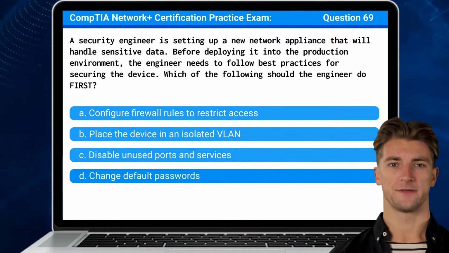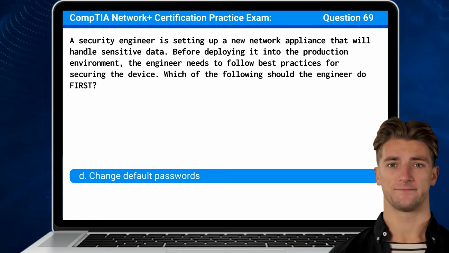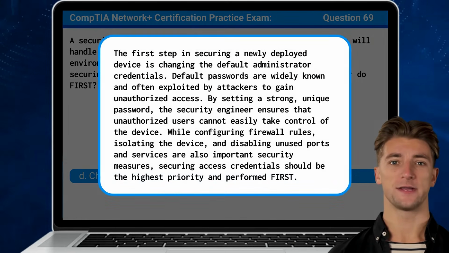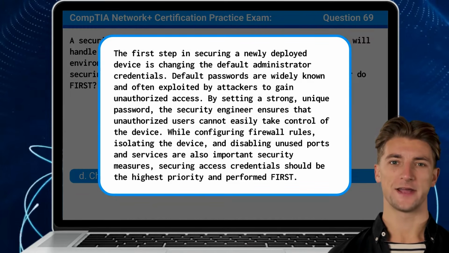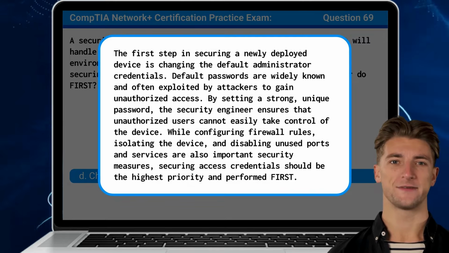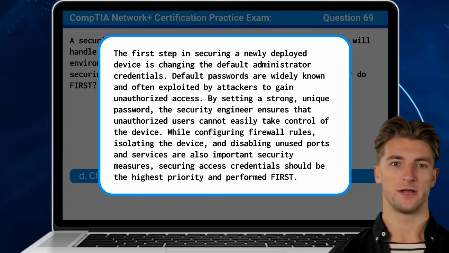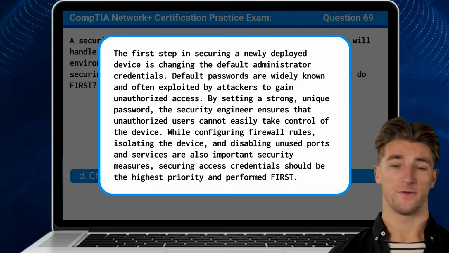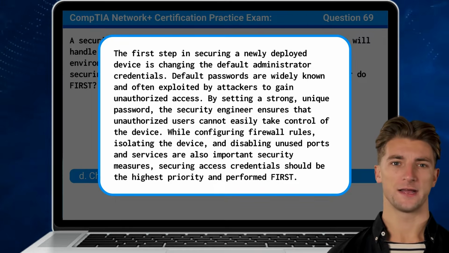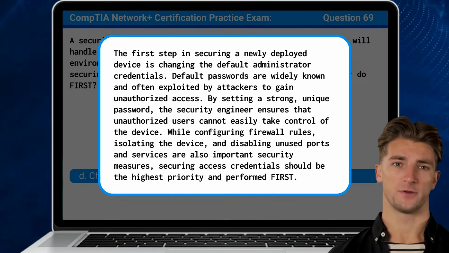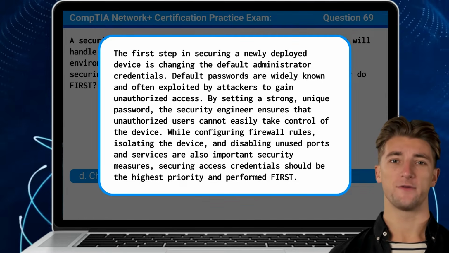The answer is D. Change default passwords. The first step in securing a newly deployed device is changing the default administrator credentials. Default passwords are widely known and often exploited by attackers to gain unauthorized access. By setting a strong, unique password, the security engineer ensures that unauthorized users cannot easily take control of the device. While configuring firewall rules, isolating the device, and disabling unused ports and services are also important security measures, securing access credentials should be the highest priority and performed first.